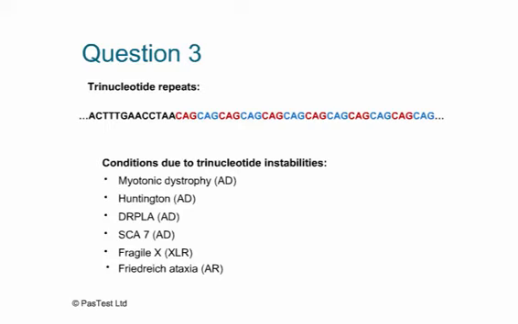The actual length of the trinucleotide repeat that's required to interfere with the gene function varies from gene to gene. The majority of trinucleotide repeat conditions are inherited as autosomal dominants, but there are a couple of exceptions for you to remember. One common one is Fragile X, which of course is X-linked. The other is Friedreich ataxia, which is an autosomal recessive condition.